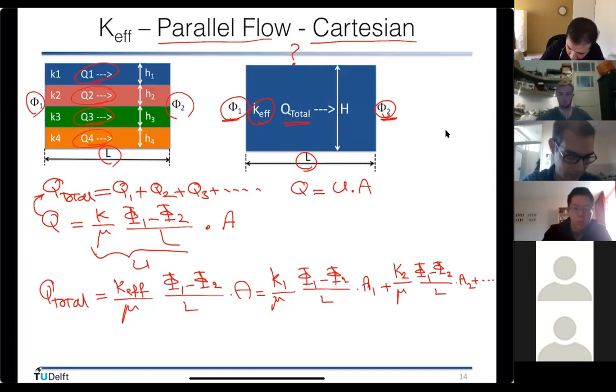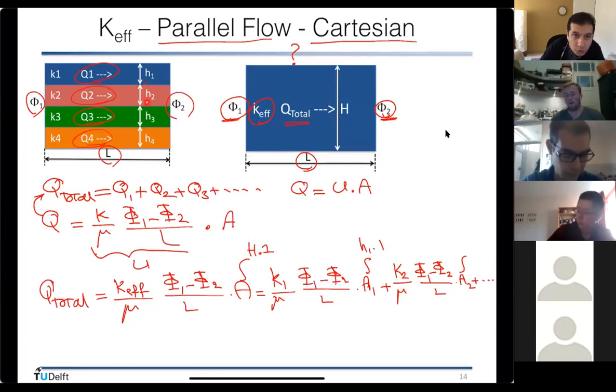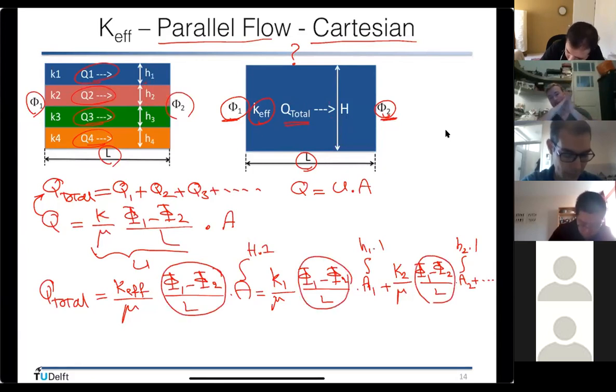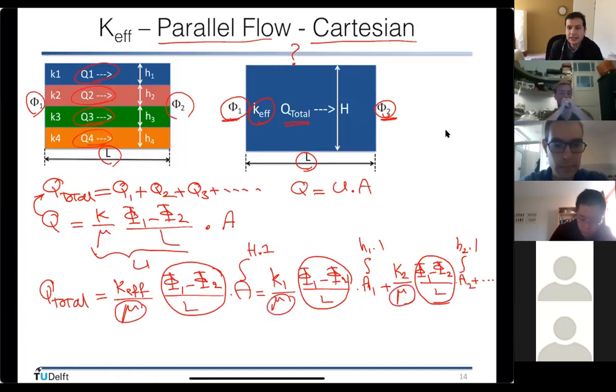What's the cross-section area of the total sample? It is capital H times 1. What's the cross-section area of sample 1? It is small h1 times 1. Cross-section area of layer 2 is H2 times 1, and so on. And one other thing, we have imposed the same potential gradient across the entire sample. These terms are all the same. Viscosity of the fluid is the same everywhere. What do I get at the end of the day?